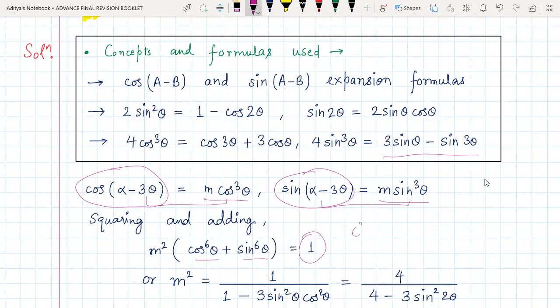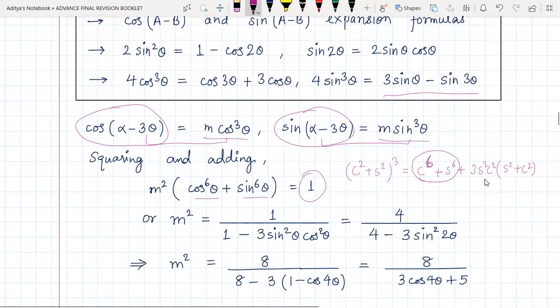Now the thing is that cos square plus sine square whole cube, when we do, we get cos power 6 plus sine power 6 plus 3 into sine square into cos square into sine square plus cos square. But sine square plus cos square is actually equal to 1. So clearly the value of this thing, cos power 6 plus sine power 6, can be written as 1 minus 3 sine square cos square. So that is exactly what, when we have divided it by this quantity, m square comes out to be 1 upon 1 minus 3 sine square cos square theta, using this formula, right?